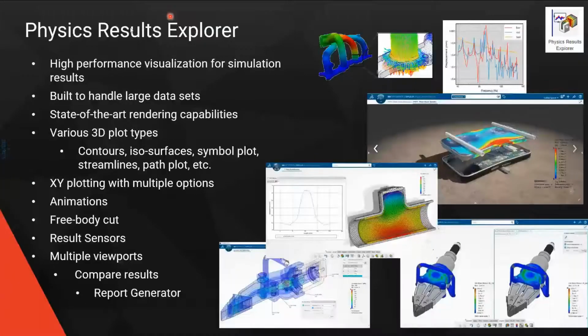Also, the physics results explorer. Each of these is a different plot you can generate within this role, the physics results explorer role. It's high performance visualization, great stuff, built to handle large data sets, with state-of-the-art rendering, like this one over here, to actually render the body on the screen. That's great. Various 3D plot types: contours, isosurfaces, symbol plots. You can make animations, which we saw, result sensors. So you can pretty much display whatever you choose of your result. It'll probably be everything, but that's what makes it so great.